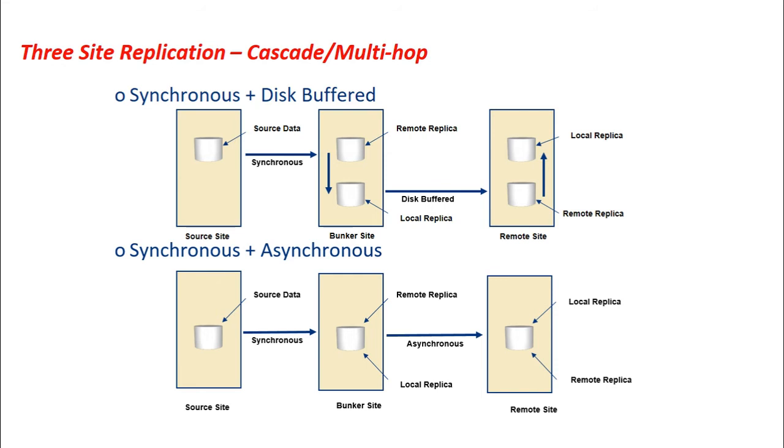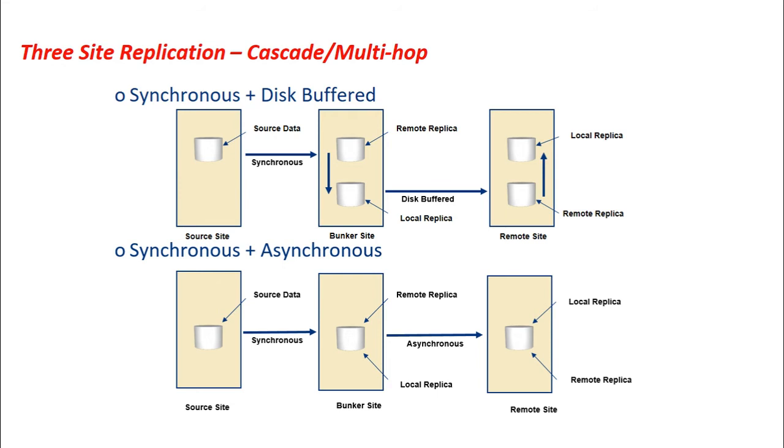A regional disaster in a three-site multi-hop or cascade replication is similar to the source site failure in two-site asynchronous replication. Operations are failed over to the remote site with an RPO in the order of minutes. There is no remote protection until the disaster is resolved. Local replication technologies could be used at the remote site during this time.